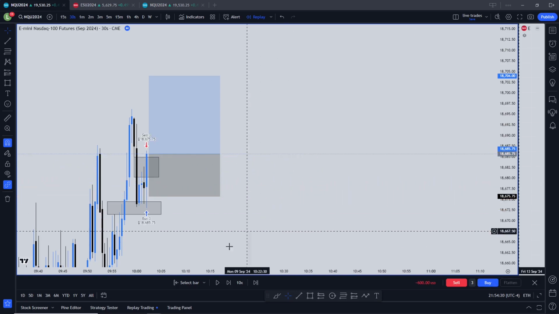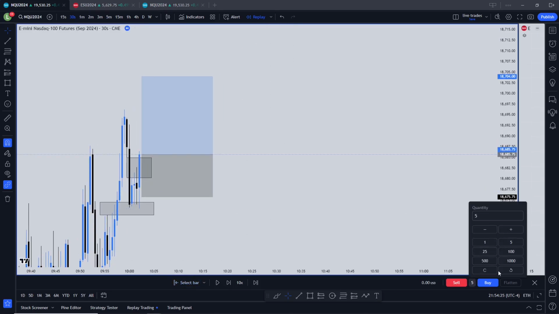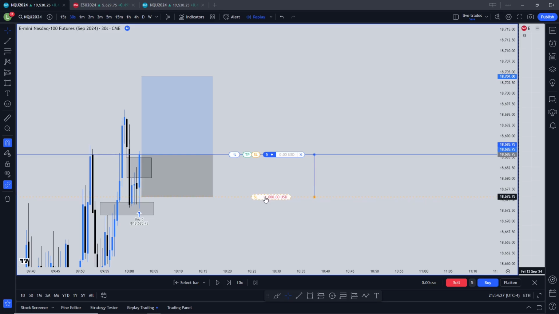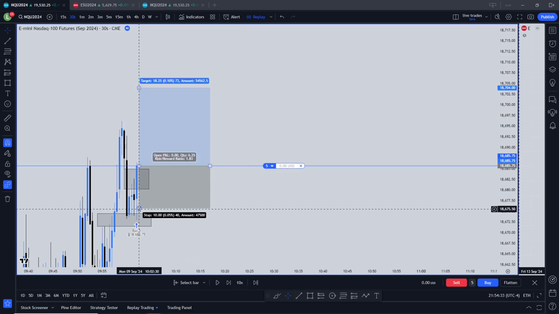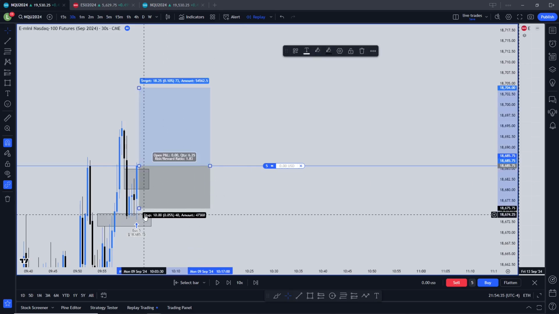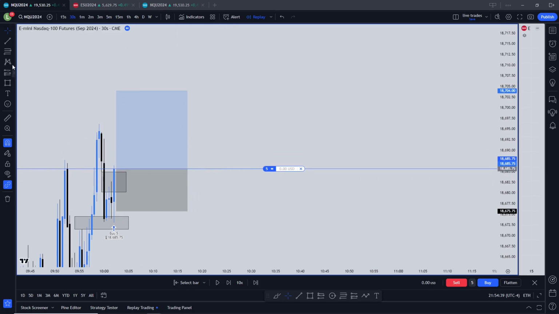It's 600. So let's do 5 contracts. Let's see how much 5 contracts is. We enter, and that's risking exactly 1,000. So that's okay. We could go with that. If you wanted to risk a little bit less, like I said, because it could close below, you could do 4 contracts instead.